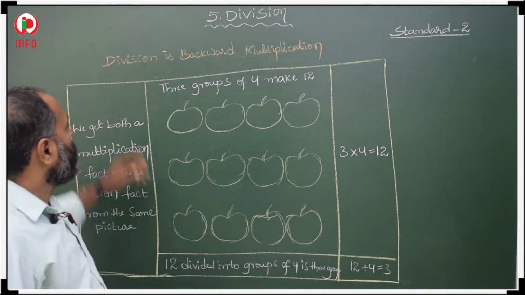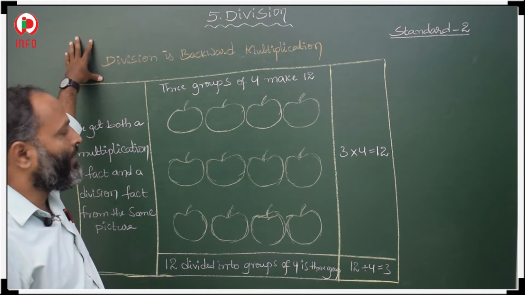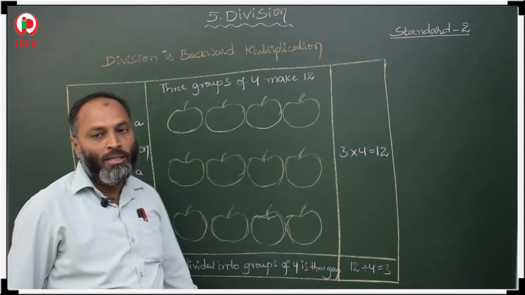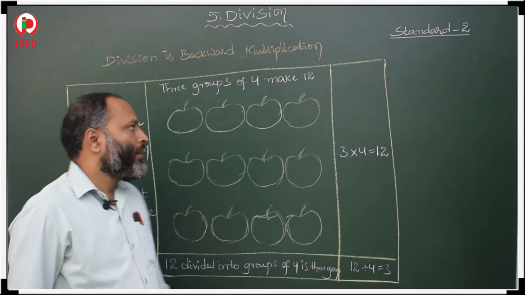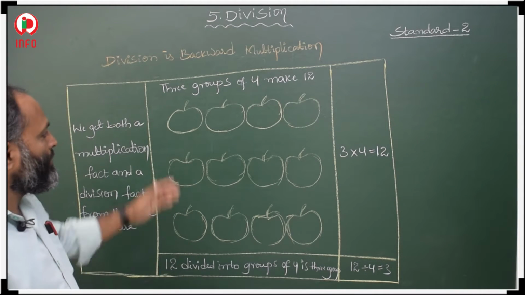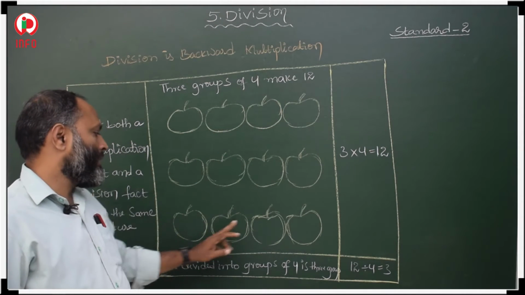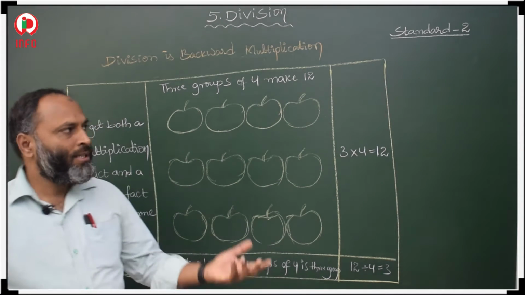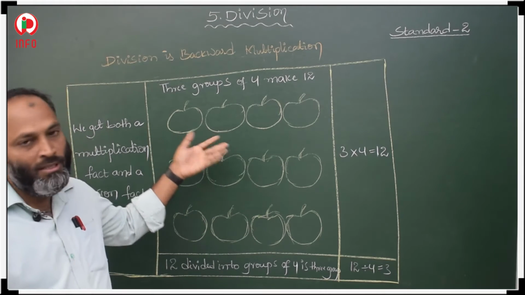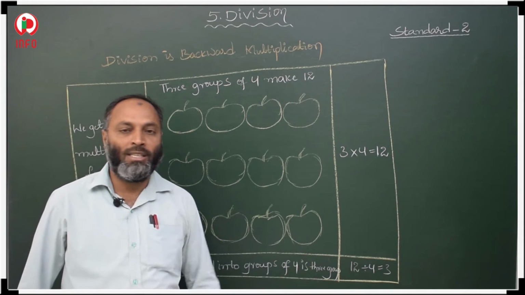Now students, next topic: division is a backward of multiplication. So how is it a backward of multiplication? See here. Some fruits were there: 1, 2, 3, 4, 5, 6, 7, 8, 9, 10, 11, 12. 12 fruits. Here we took apples, but in the textbook a different fruit is there, whatever it is.